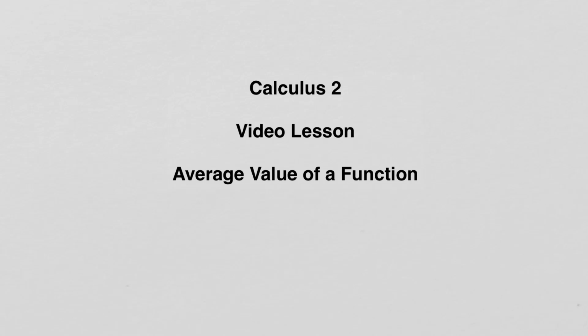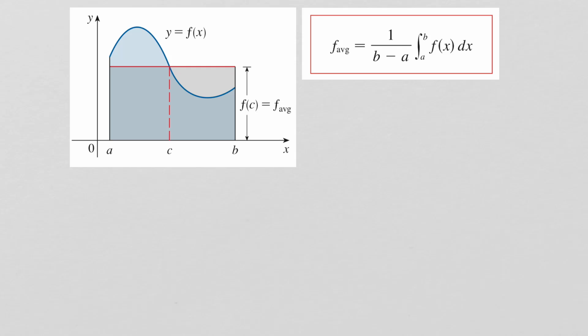Average value of a function. Suppose we have a function y equals f of x, and we can see that the values of f of x change from x equals a to x equals b. What do we mean when we say the average value of the function? Well, we know that the function y equals f of x has an area under the curve.